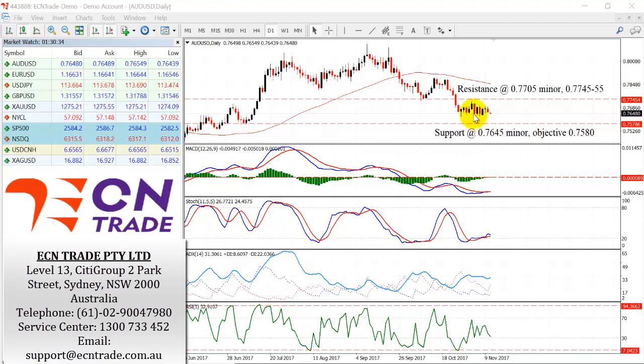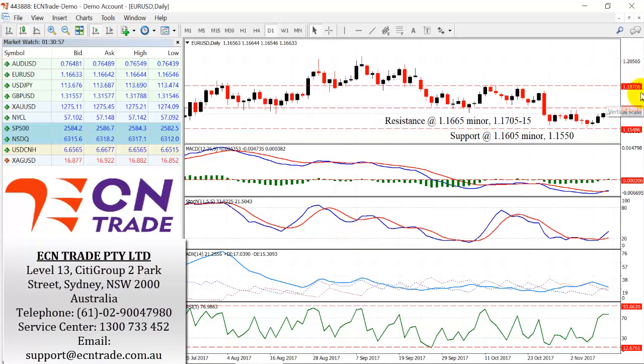With the technical outlook, as you can see, it is pretty much flat from the histogram on the MACD. However, the stochastic is breaking down, as is the RSI. If we do get a break of 76.45, and we have seen a low of 76.43 this morning, then I do expect to see further weakness towards 75.80 and reassess from there. Any rally, sell towards 77.05 with a cap still at 77.45.